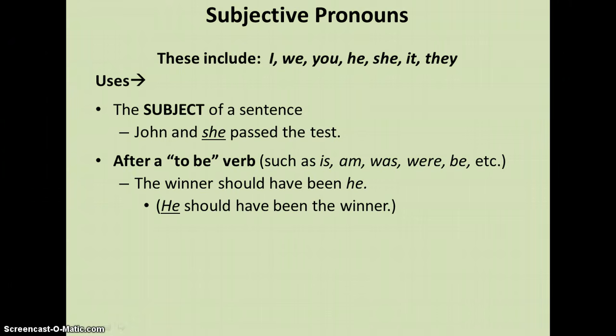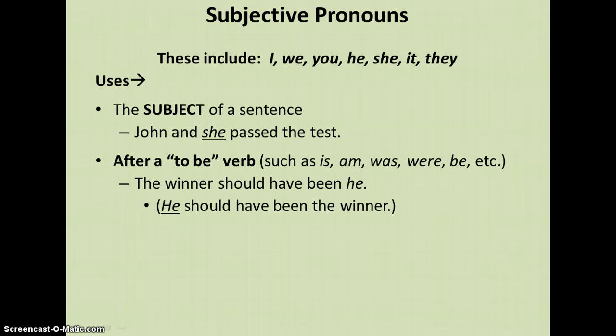You also use a subjective pronoun after a to be verb, also called a state of being verb, which is a verb like is, am, was, were, be, been. So for example, a correct sentence would read, the winner should have been he. Now a lot of people would argue that that sounds funny, and it should be, the winner should have been him. Here's why that's not the case. Even if that word is at the end of the sentence, it's still serving as a subject. And if we flipped the sentence order around, we would say, he should have been the winner. Not him should have been the winner.